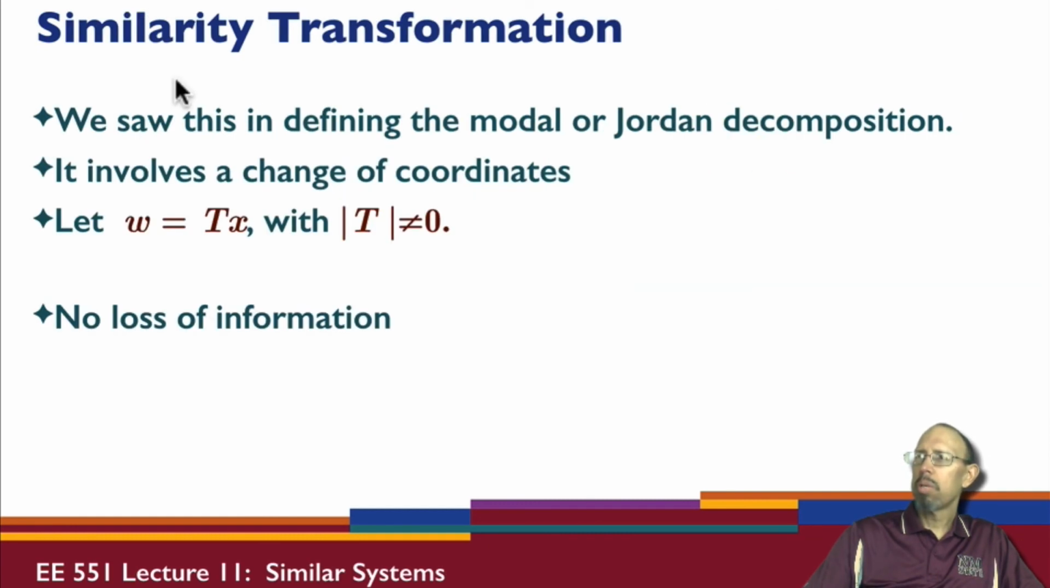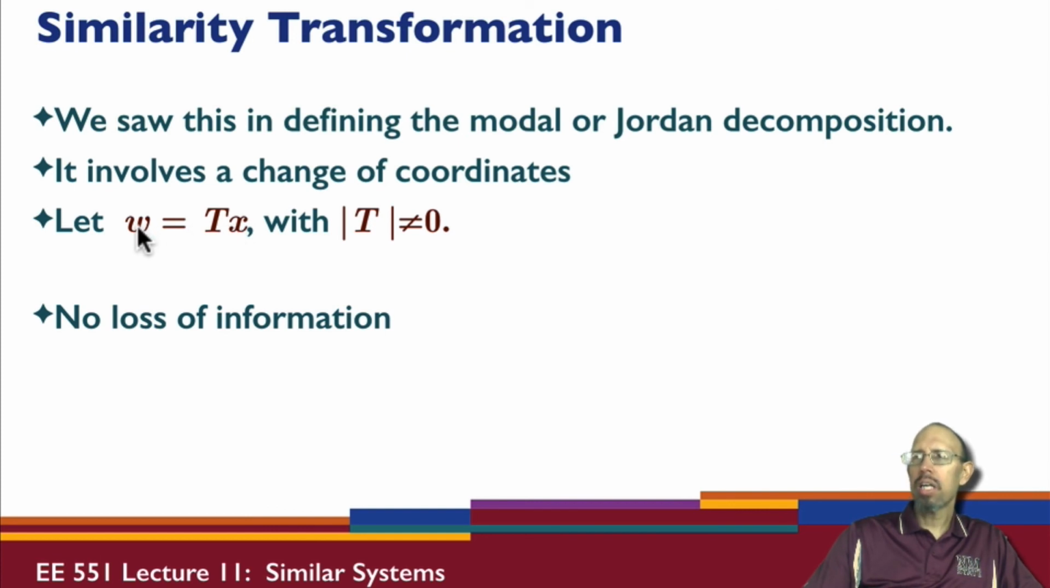I mentioned similarity transformations, and we saw similarity transformations when we looked at modal decomposition or Jordan decomposition. In that case, the similarity transformation was associated with the eigenvalues or the generalized eigenvalues. So, in general, we can change the coordinates of the system. For example, we could let W equal a transformation matrix T times X, where the determinant of that transformation matrix is not 0, which means basically we're not losing any information in going from this transformation. So now W is related to X.